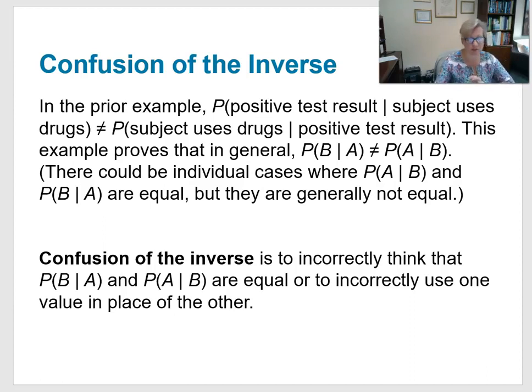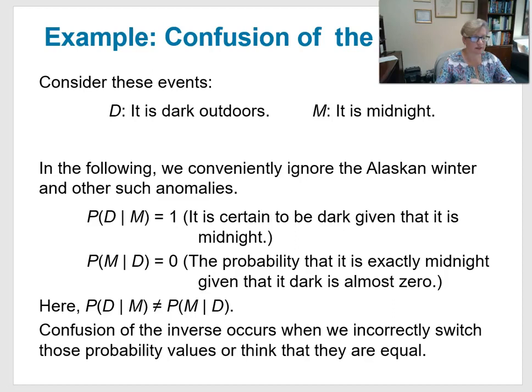So let me give you one more example so we can talk about the confusion of the inverse, because it can be very complicated. All right, consider these events. The event D is that it's dark outside, and the event M is that it's midnight. So we are going to conveniently forget that in Alaska, it could be midnight and it's still going to be light outside. I used to work in Alaska, so I can tell you that's true. So we're going to conveniently forget that Alaska exists here. So the probability that it's dark outside, given that it's midnight, should be 100%, right? If we know it's midnight, then it should be dark. It's the middle of the night. It should be dark. So that should be 100%.